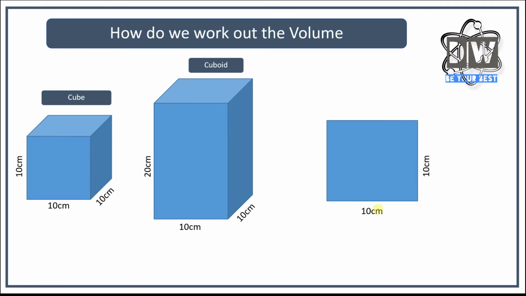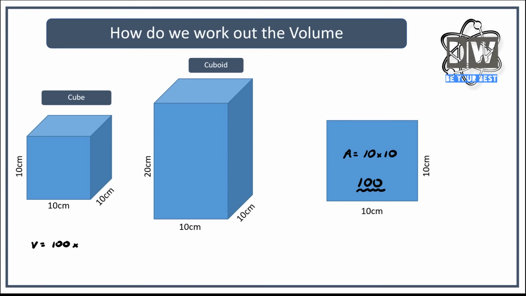So let's go through this one. How do we work out the area of the shape? Well, it's very simple, isn't it? It's base times height. Area is 10 times 10, the base times the height, if we want to think about it like that. So that gives us an answer of 100. And all we're going to do now is take our 100 and times it by the height of each of these. So for the first one, for this cube, we're going to take 100 and times it by 10. And that's going to equal our volume.